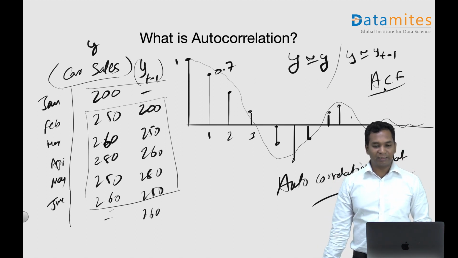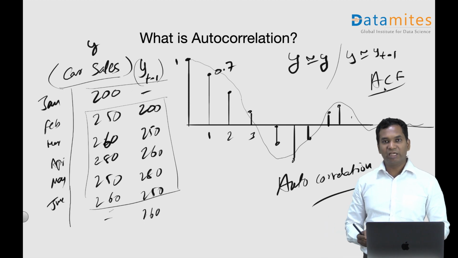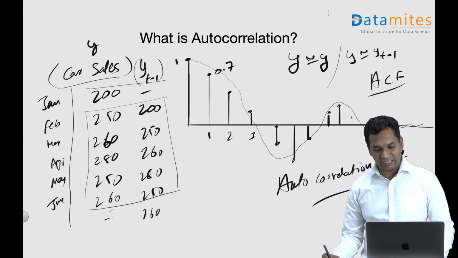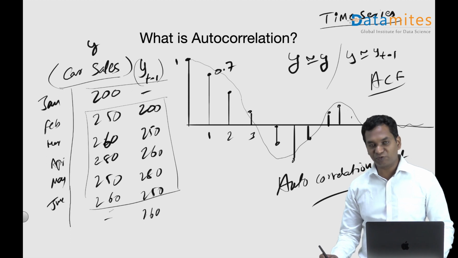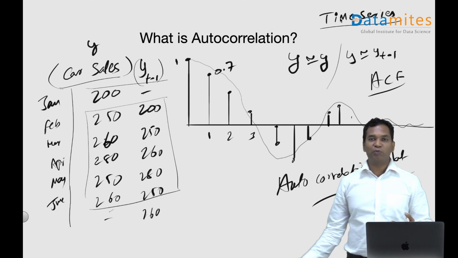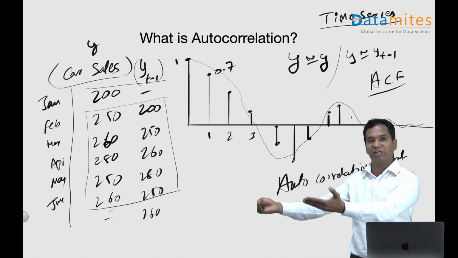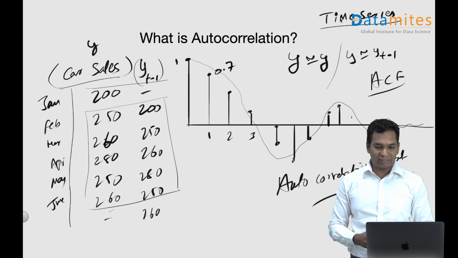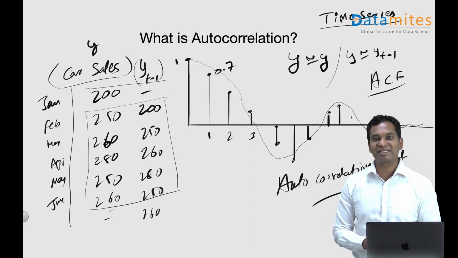What's the importance of autocorrelation? Well, this is used in time series analysis, so time series forecasting. For any time series forecasting, say we're going to forecast the car sales for the coming months, the data needs to be stationary.